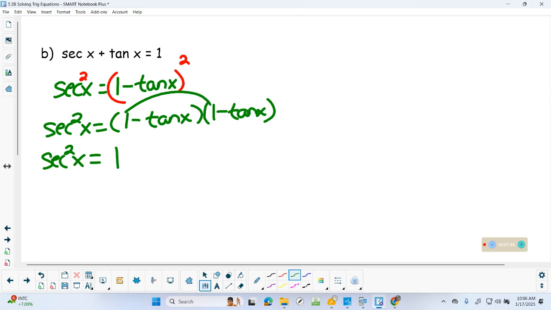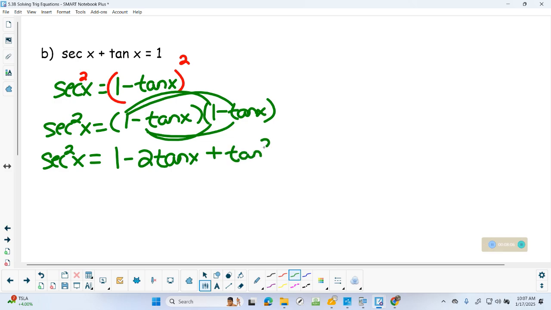1 and 1. Now let's do our middle terms here in our heads. Minus a tan, minus a tan. So minus 2 tans. And then negative tan times negative tan, positive tan squared. Okay. All right, let's use some identities here now. So you got a couple of choices on this. It really doesn't matter. You'll get the same thing.